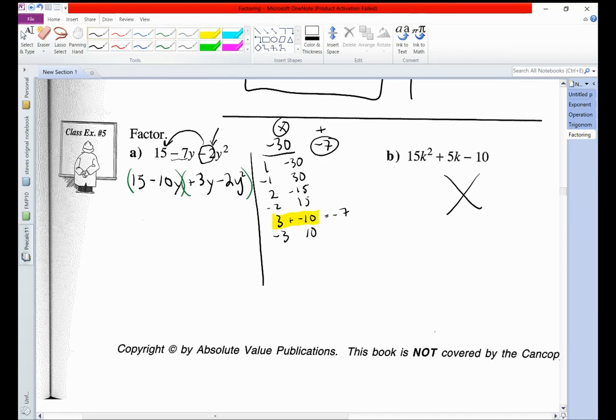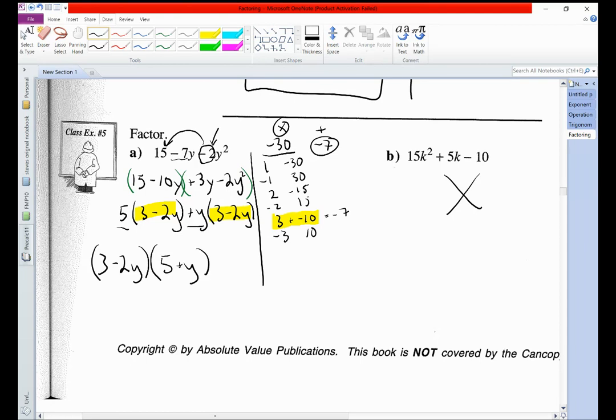And we can factor out of the first bracket, we can pull a 5 out, and we're left with 3 minus 2y. And out of the second bracket, we can factor a plus y out, and we're left with 3 minus 2y. So our binomials match, which is fantastic. So we can factor that out. 3 minus 2y is one factor, and what we're left with is 5 plus y. Those are our two factors.